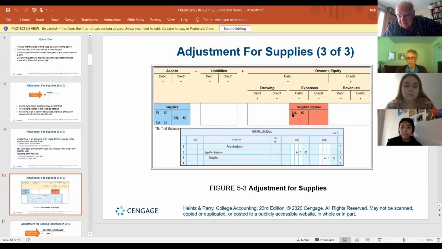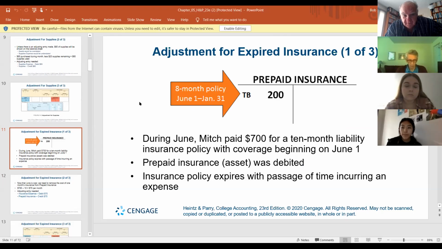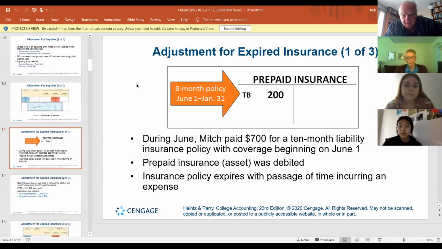And then we debit supplies expense. That is a classic adjusting entry. Your prepaids, using up those prepaids, and they're showing you here. Prepaid insurance, to me, is a better example. They bought an 8-month insurance policy. It says 8-month over here, and here it's 7 months, so we'll have to live with that.